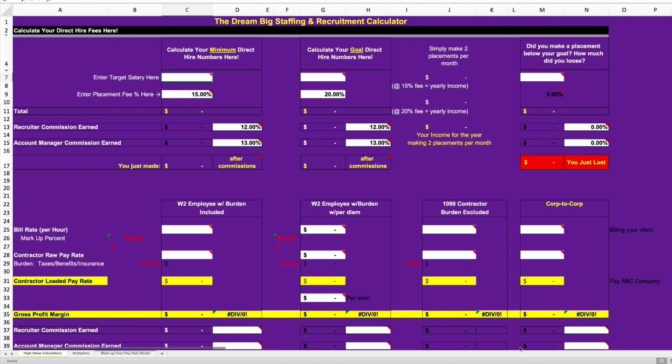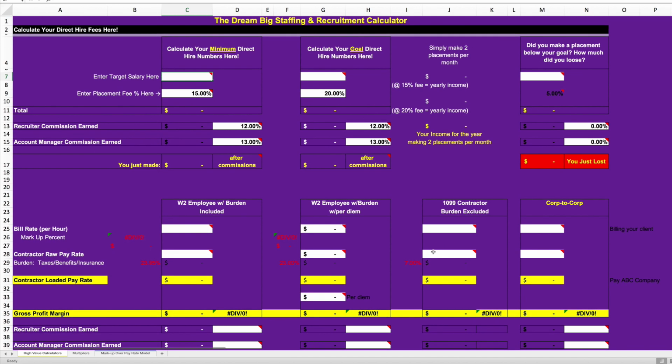So I'm just going to show you really quickly how the calculator works. And then hopefully this will be helpful to you in making a decision as to whether or not you want to purchase it, so that you can calculate your own things. Needless to say, this is on the top piece. This is the direct hire calculator. So this is all about your direct hire fees.